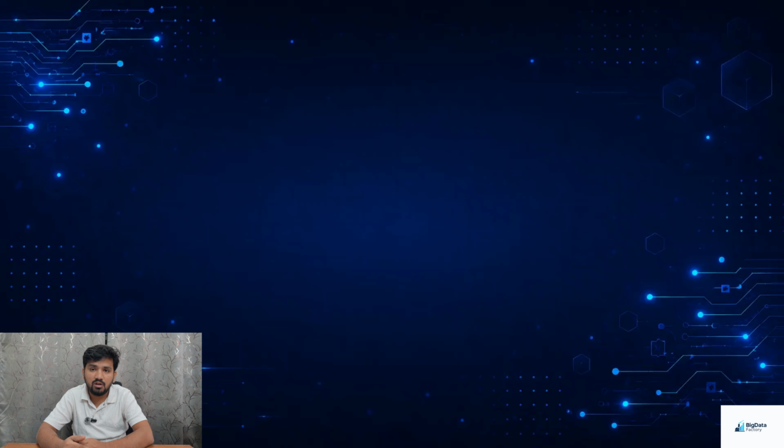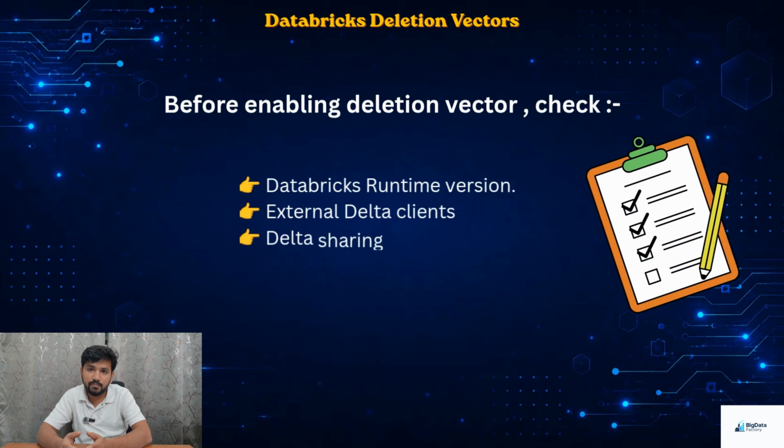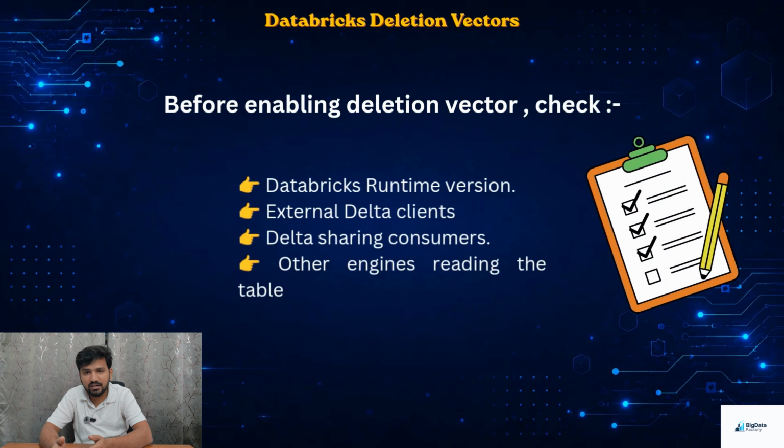But there is an important compatibility warning. Enabling deletion vectors upgrades the Delta table protocol. That means clients that do not support deletion vectors may no longer be able to read the table. Before enabling this feature, check the Databricks runtime version, external data clients, Delta Sharing consumers, and other engines reading the table. Databricks currently recommends runtime 14.3 LTS or later for writing deletion vector tables with all available optimizations, while supported reads begin with earlier runtimes. Exact support varies by operation and client.